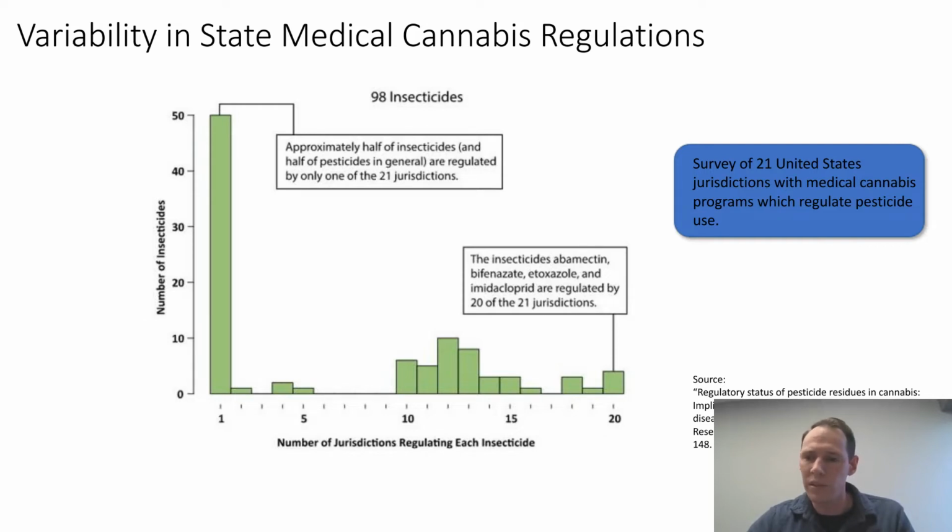But almost half of these were only regulated in a single jurisdiction out of the total number. So basically, what this means is that every state kind of has their own pesticide list for cannabis, and so there's definitely this lack of harmonization between states.